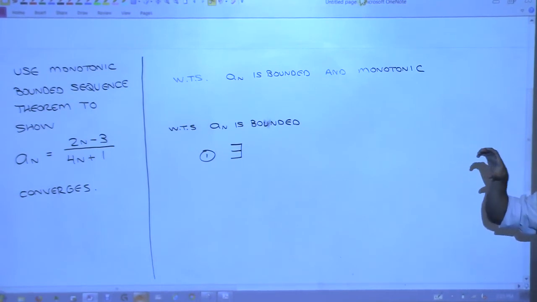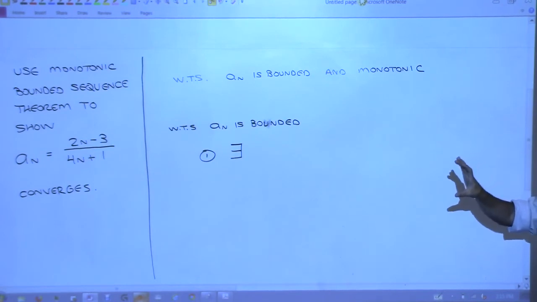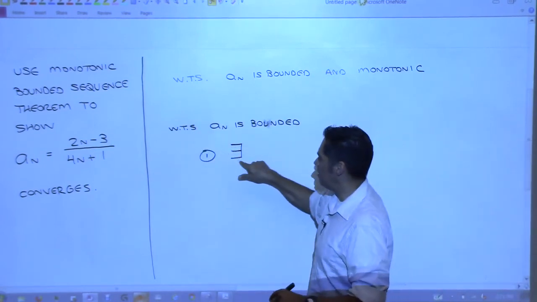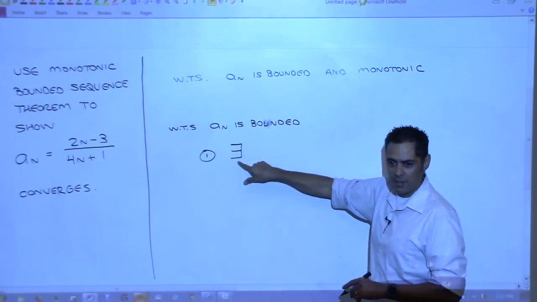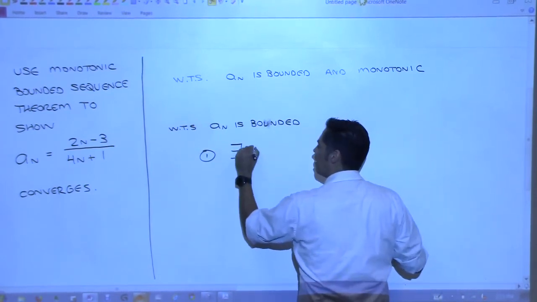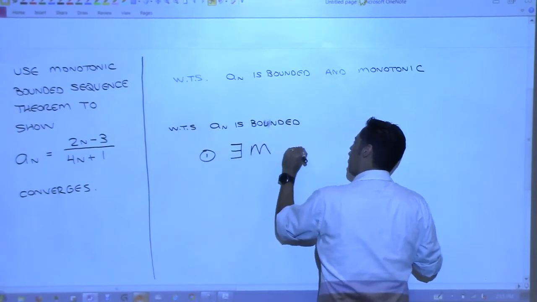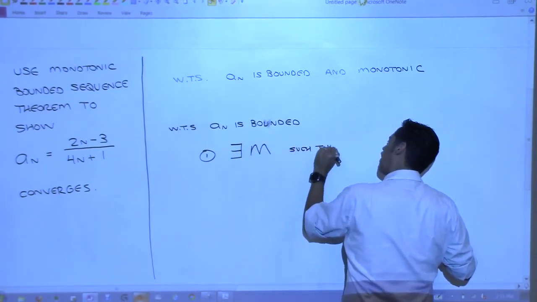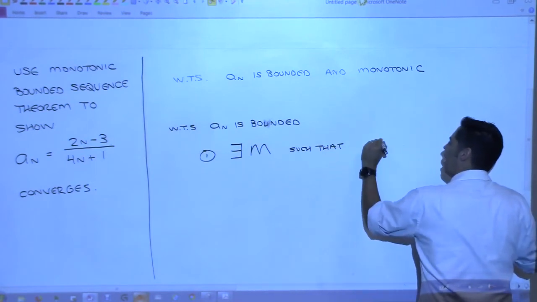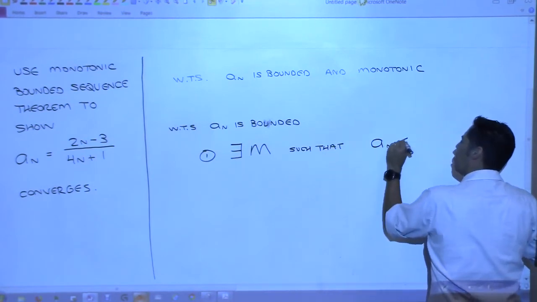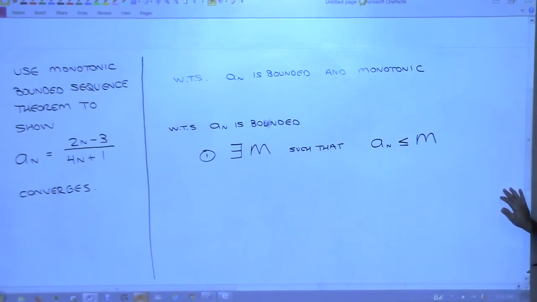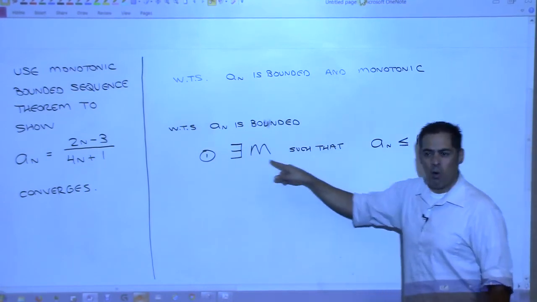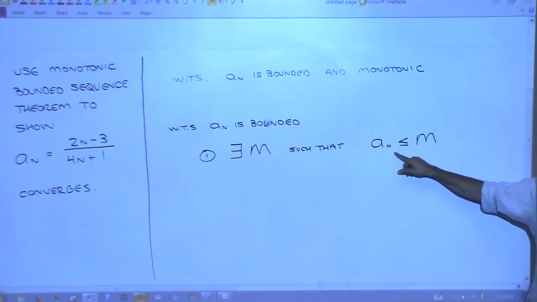I'm showing you more mathy language, more symbols, all right? If you ever see that capital E backwards like that in a textbook, it means there exists. So I want to show that there exists a capital M such that a sub n is always less than or equal to capital M. I want to show that there's some number that's always bigger than my sequence all the time, right?